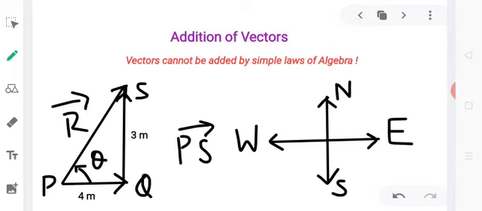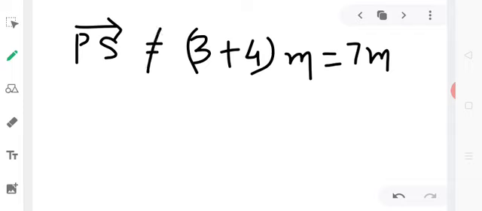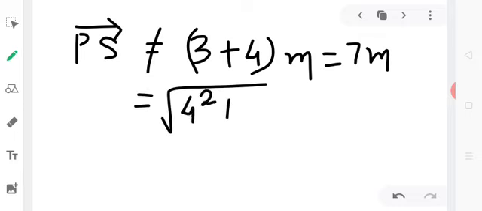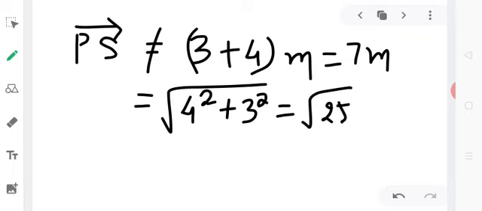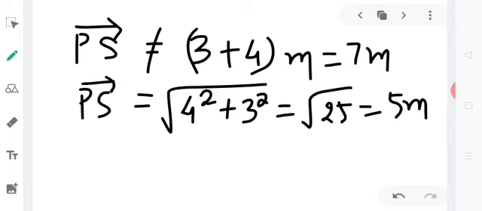But going by the diagram, will that give the real magnitude of PS? Obviously not, because as we can see in the diagram, it is a right angle triangle, and using Pythagoras theorem we have to find out the magnitude of PS. So obviously the magnitude of PS is not equal to 7 meter, but it is equal to root over 4 square plus 3 square. We are employing Pythagoras theorem, that is equal to root over 25, and that is equal to 5 meter. So the magnitude of vector PS, that is the displacement of the particle, is 5 meter.